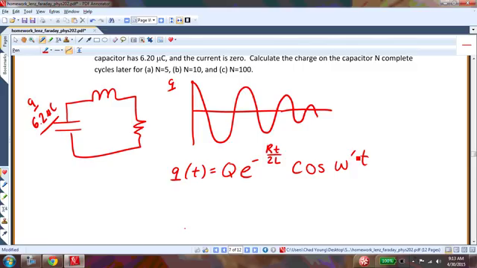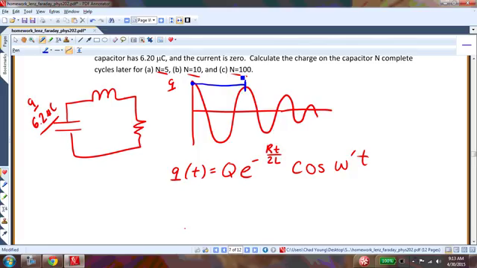So what I want to know is what is the charge at particular times. Now, if I think about the period of this oscillation, because I'm looking for the charge at these particular intervals, 5 periods, 10 periods, and 100 periods, that's going to occur. This is my 0th. One period is this time. So what I'm looking for is 5 times that time. So first I need to figure out what that time is, and then I can determine the times.